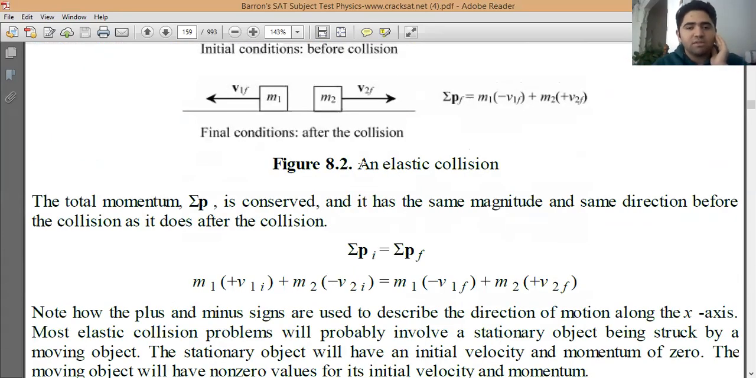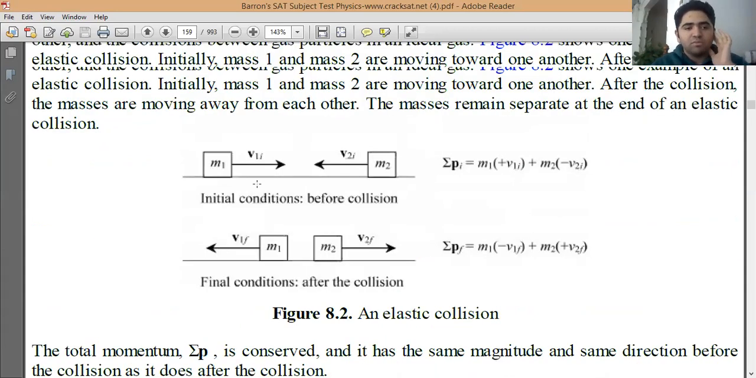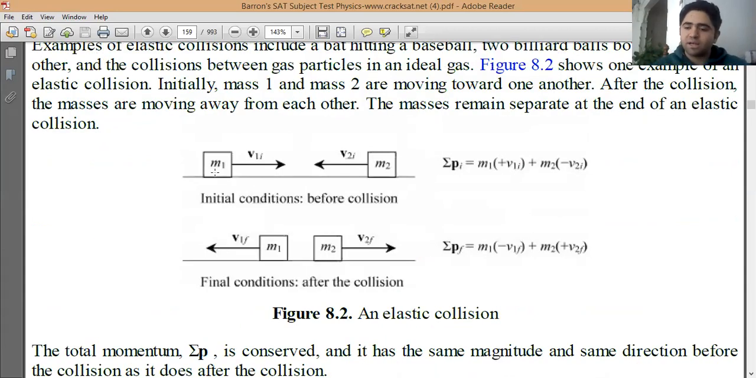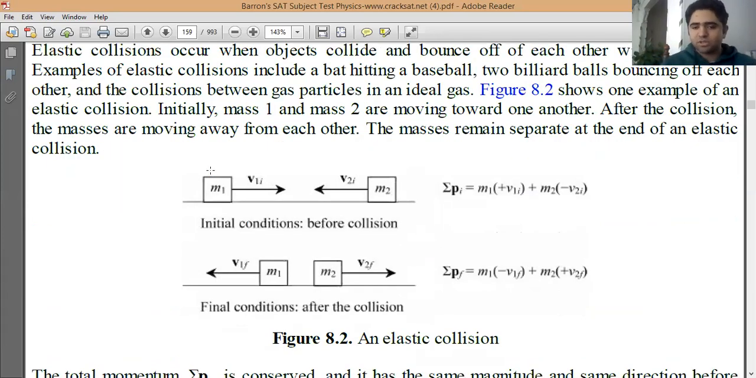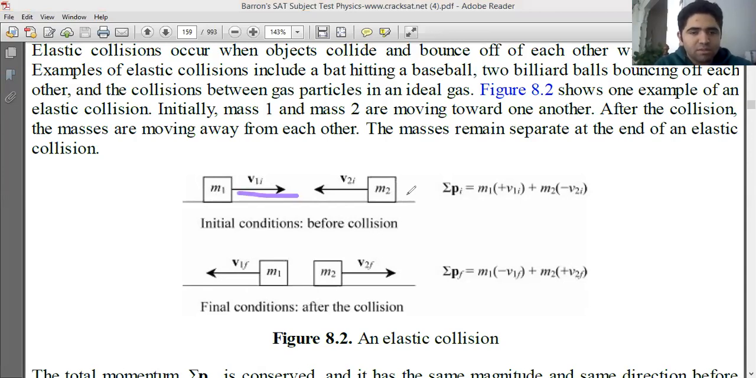And so what does this mean? We have these two boxes, these two objects. They're going to hit each other in an elastic collision, and then they're going to leave each other. So the momentum of the first object is going to be m1v1. The momentum of the second object is going to be m2 times minus v2. And we said minus because it's moving in the opposite direction.